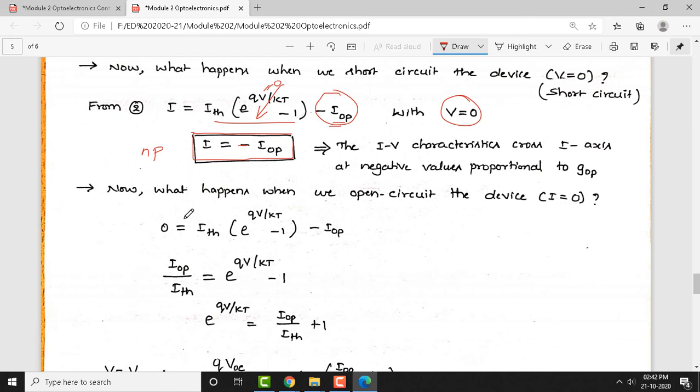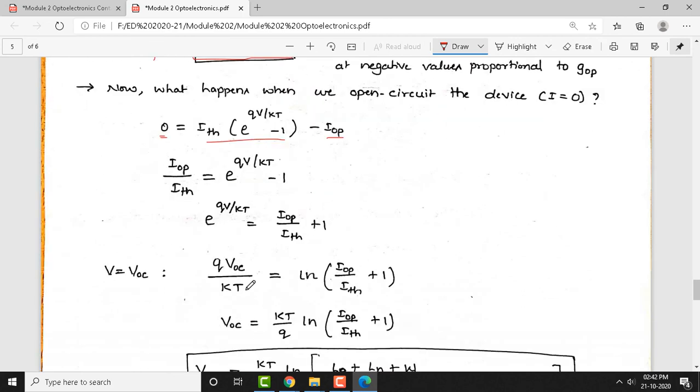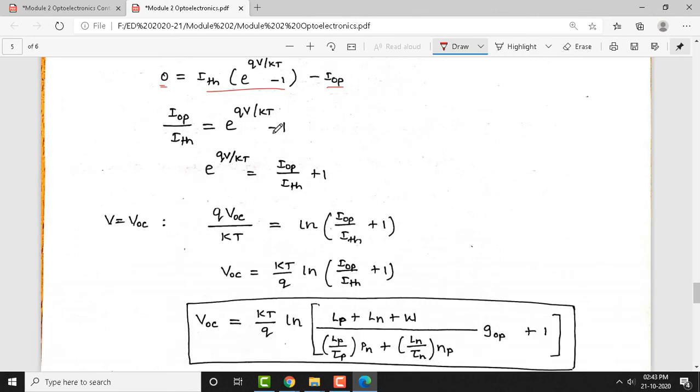Once you make this current as 0, you can see that the resulting equation we have written here is the diode current equation and the optical current equation. Now, you can further simplify by applying some mathematical techniques. Transfer this to the other side: I_op by I_th is equal to this exponential term, and this minus 1 is transferred to the other side. So, e to the power of qV by kT is equal to I_op by I_th plus 1.